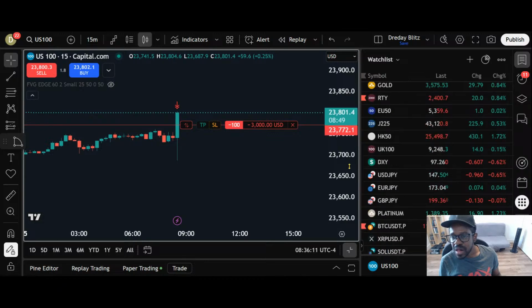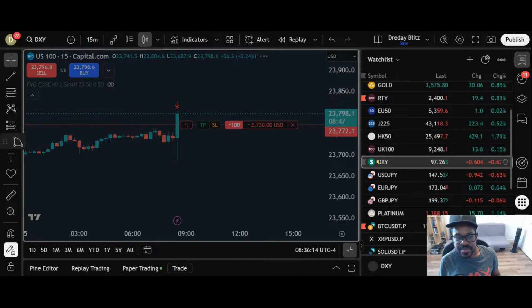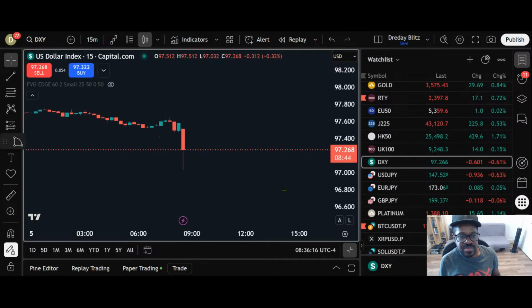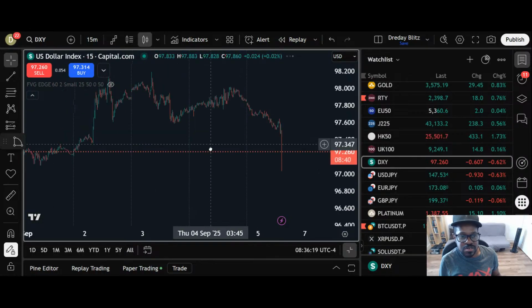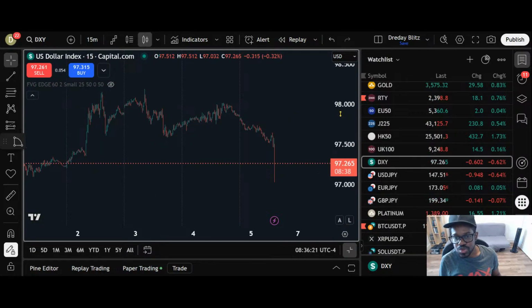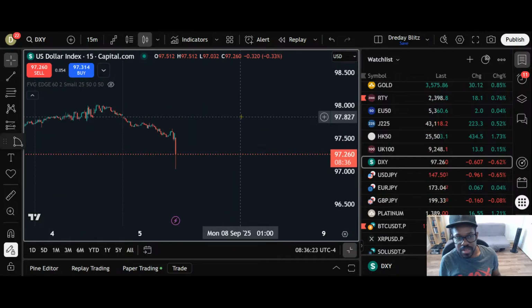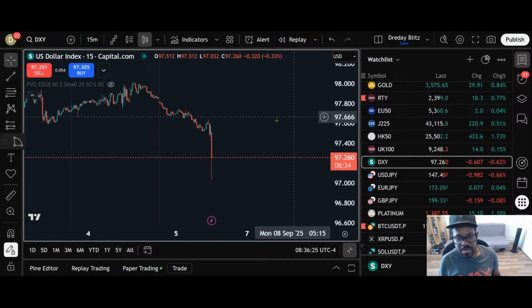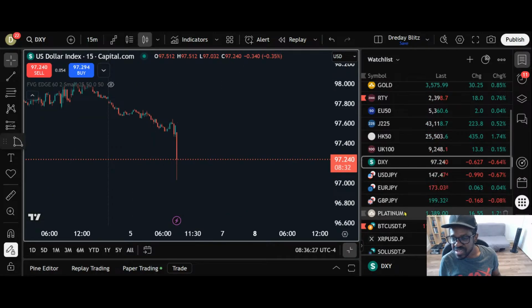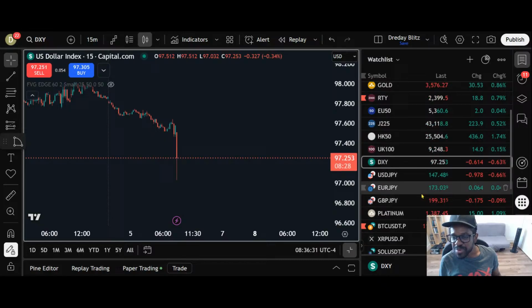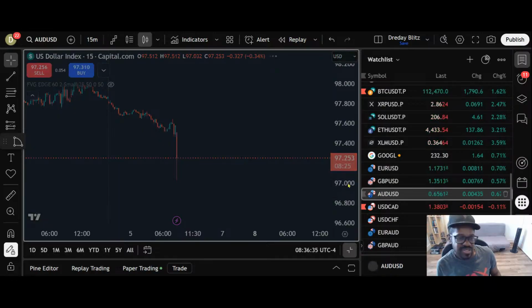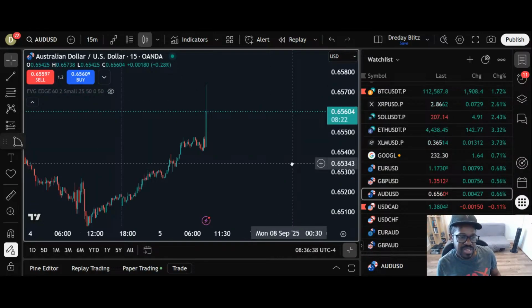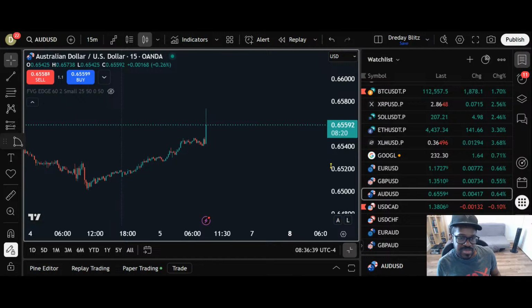All right. So if we look at the dollar, DXY tanked. It was already bearish here, but that news pushed the market further down. So our USD should be going up right now. Even AUD USD, as you could see, bullish.